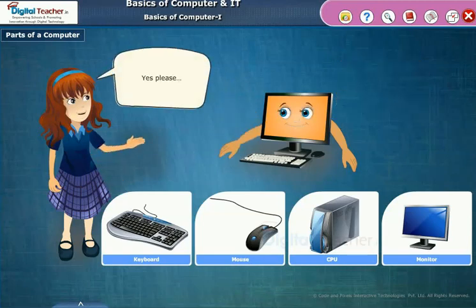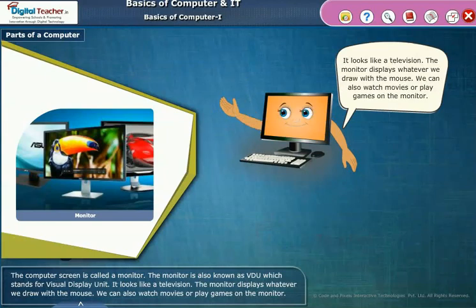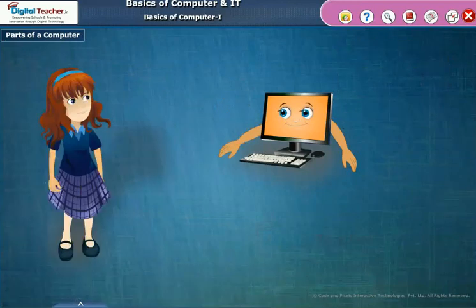Yes, please. I will start with the monitor. The computer screen is called a monitor. The monitor is also known as VDU, which stands for Visual Display Unit. It looks like a television. The monitor displays whatever we draw with the mouse. We can also watch movies or play games on the monitor.